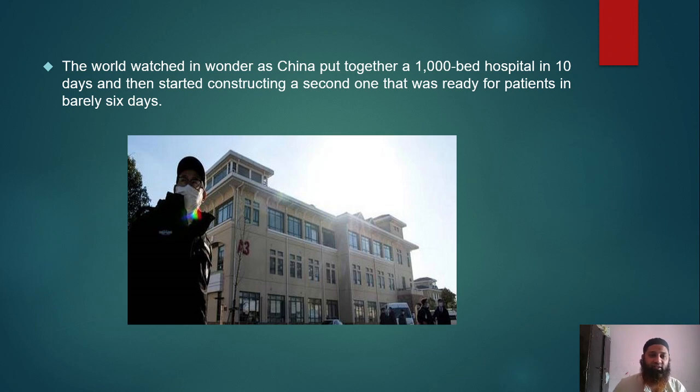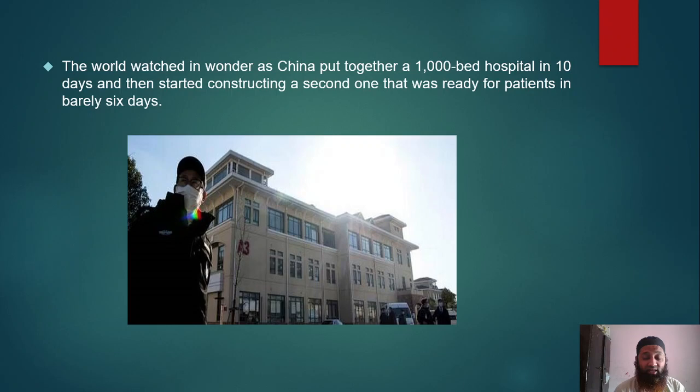Let us see further. The world watched in wonder as China put together a 1000 bed hospital in 10 days, and then started constructing a second one that was ready for patients in barely 6 days. Because of this COVID-19 pandemic, as the cases were increasing immensely, they had to come up with some makeshift hospitals. So just in 10 days they came up with a 1000 bed hospital, and this was made possible with modular construction only.